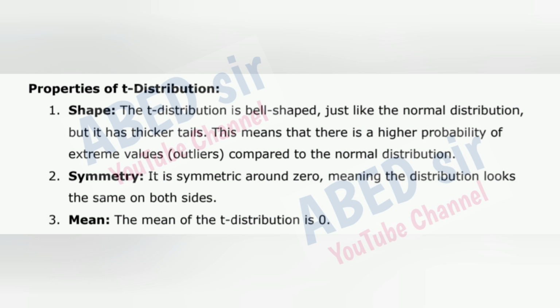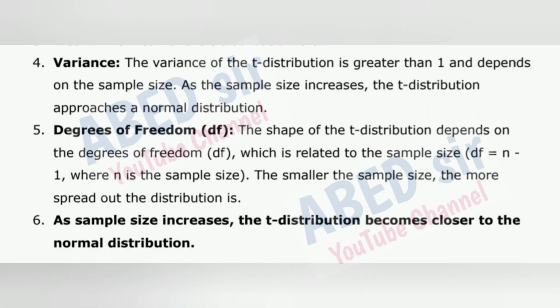Properties of t-distribution. 1. Shape. The t-distribution is bell-shaped, just like the normal distribution, but it has thicker tails. This means that there is a higher probability of extreme values, outliers, compared to the normal distribution. 2. Symmetry. It is symmetric around 0, meaning the distribution looks the same on both sides. 3. Mean. The mean of the t-distribution is 0. 4. Variance. The variance of the t-distribution is greater than 1 and depends on the sample size. As the sample size increases, the t-distribution approaches a normal distribution.